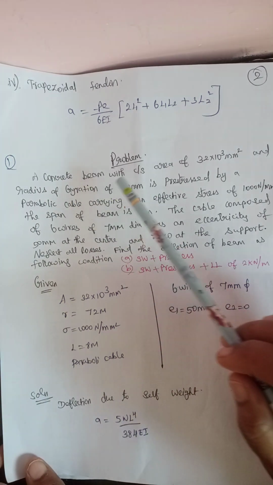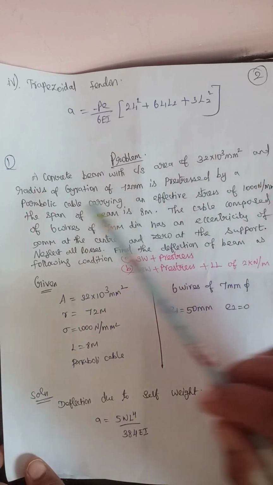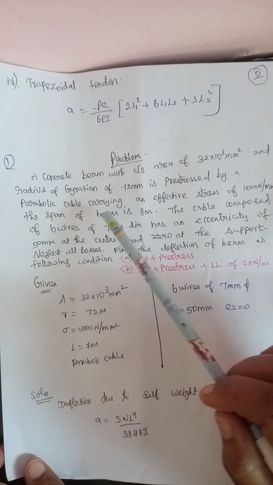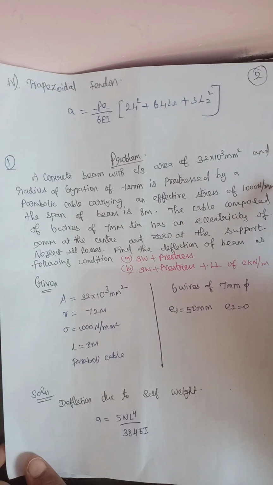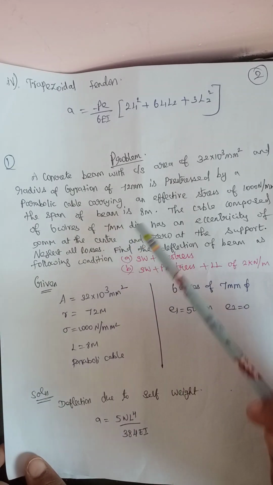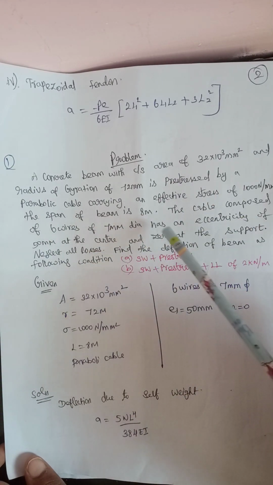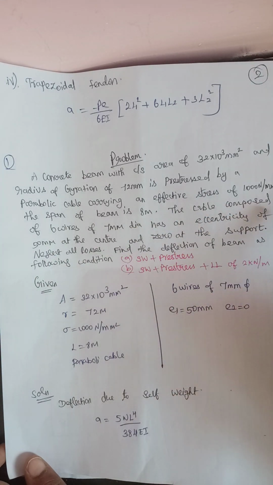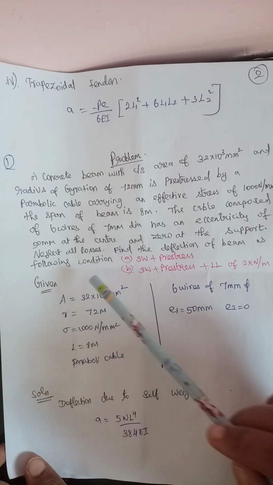A concrete beam with a cross-sectional area of 32 into 10 power 3 mm square and radius of gyration 72 mm is prestressed by a parabolic cable carrying an effective stress of 1000 Newton per mm square. The span of the beam is 8 meter. The cable composed of 6 wires of 7 mm diameter has an eccentricity of 50 mm at the center and 0 at the support. Neglect all losses. Find the deflection of the beam for the following conditions.